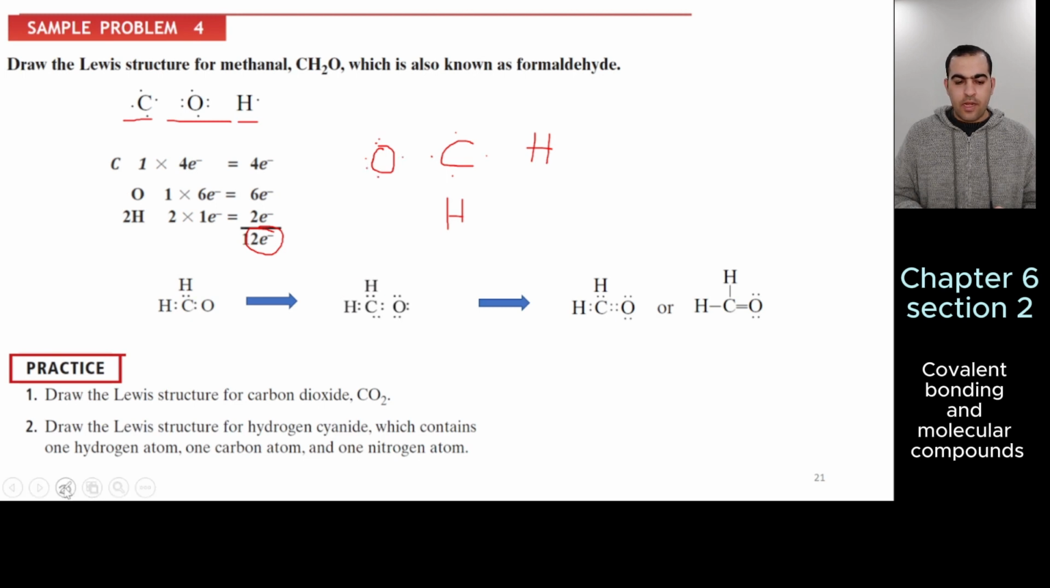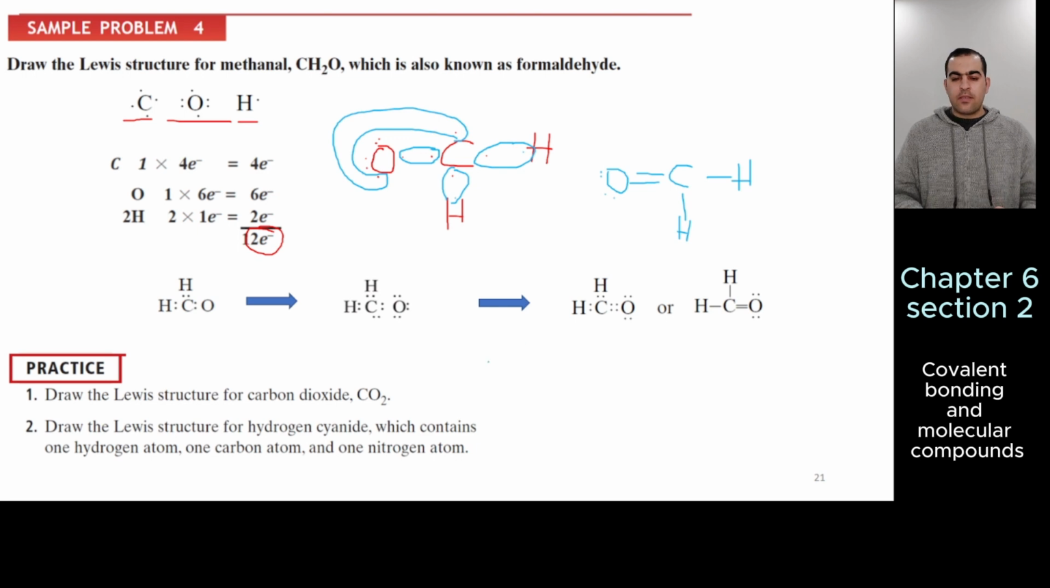So now carbon needs 4 bonds, but there must be 1 electron here. So these two make a bond. These two make a bond. This is 2 bonds, 3 bonds, but also these two can make a bond. So there will be a double bond between carbon and oxygen, and there will be a single bond between carbon and hydrogens. Okay, that's it.